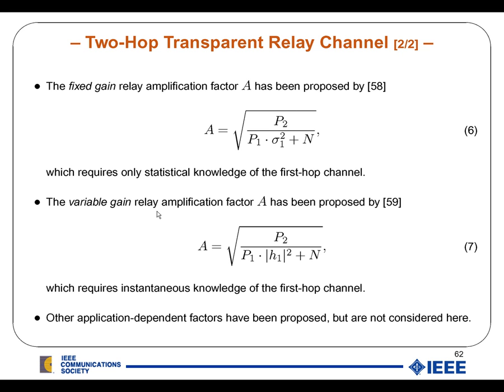In the case of variable gains, which has been proposed and analyzed in 59, we replace the average power by the instantaneous channel realization H1 squared, and that of course requires at the relay terminal an instantaneous knowledge of the first hop channel, and therefore that has to be provided and fed to the relay channel. Other application-dependent factors have been proposed, but we will not consider them in this presentation.